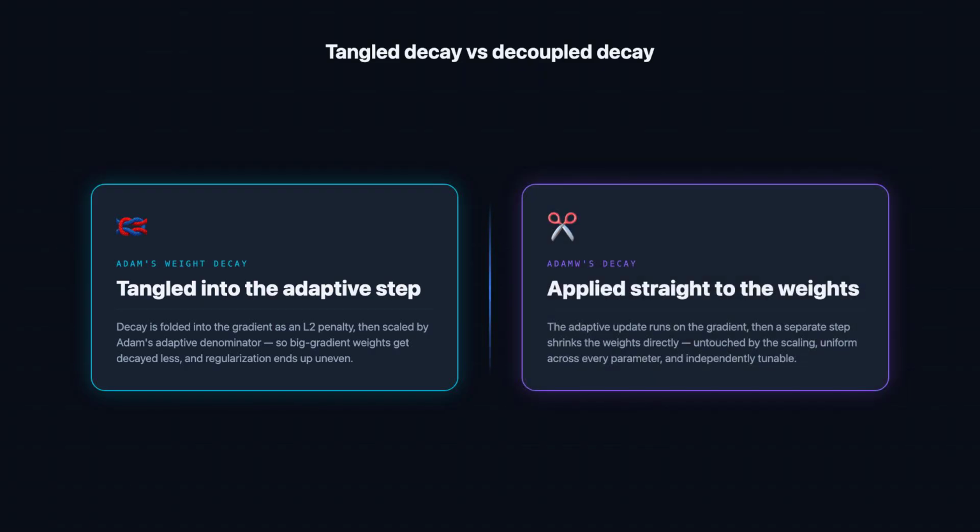AdamW decouples the decay entirely. It still runs Adam's adaptive update on the gradient, but then it shrinks the weights in a completely separate step, applied directly to the weights and untouched by the adaptive scaling. Now weight decay behaves exactly as designed, uniform across every parameter, and you can tune it on its own. That one clean separation is the entire idea, and it is why AdamW exists.